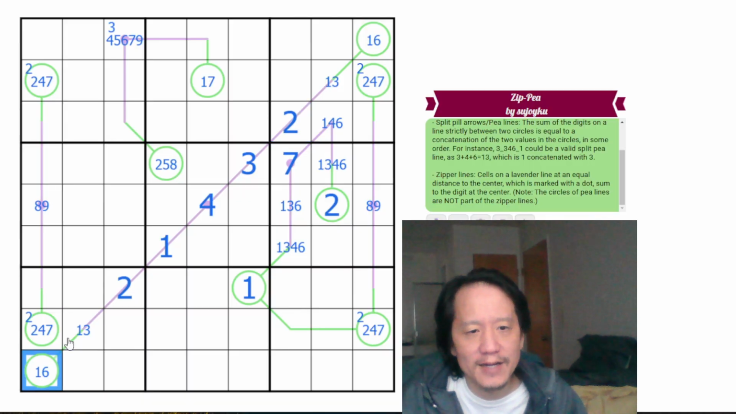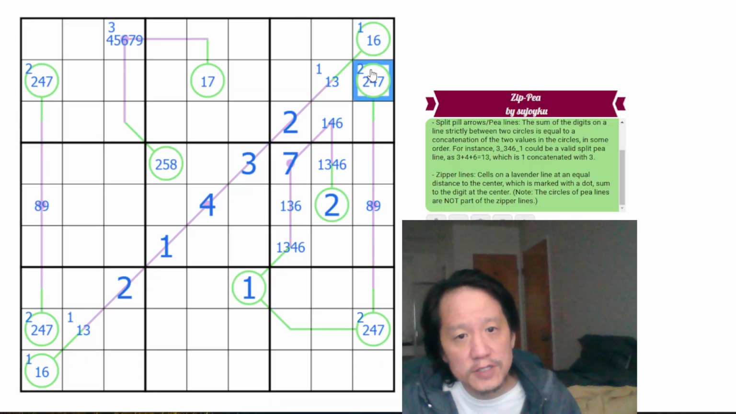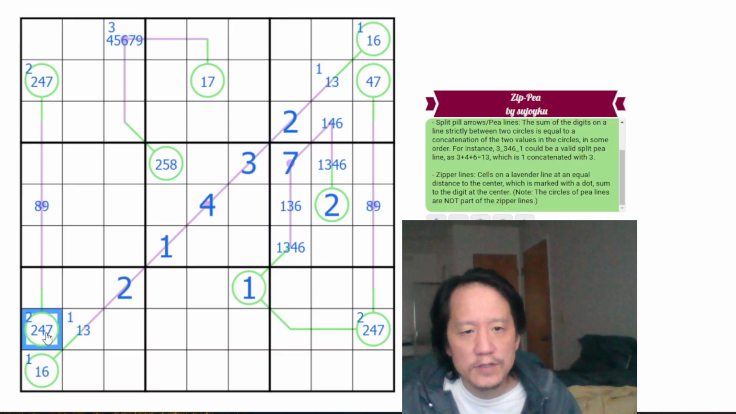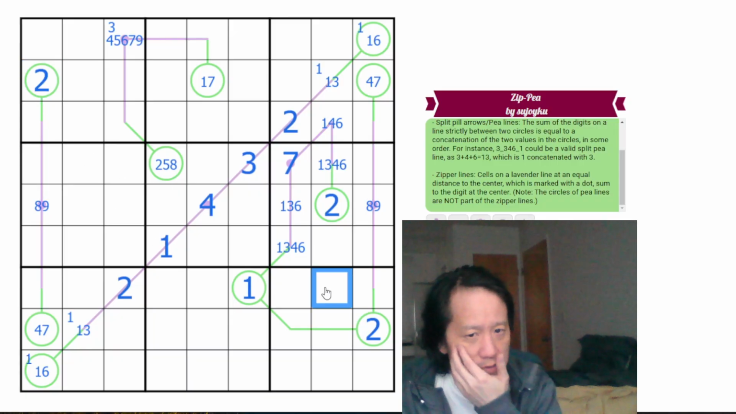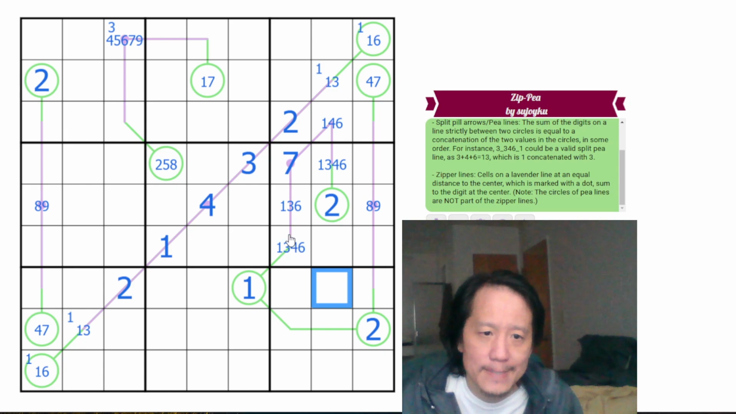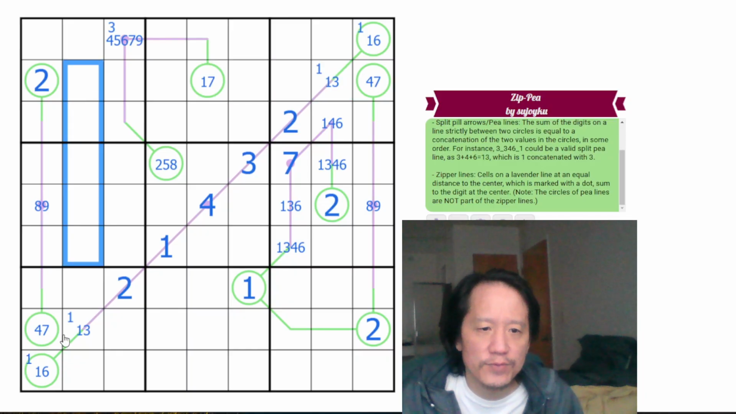We know the 1 has to be one of these two. We don't know which. And we know the 1 has to be one of these two. So this can't be 2, which means this can't be 2. This can't be 2. So therefore, this has to be the 2, and this has to be the 2. Okay. This is 1 and 3.